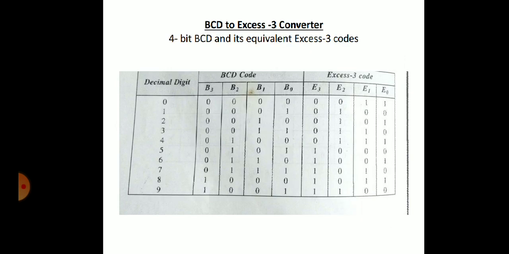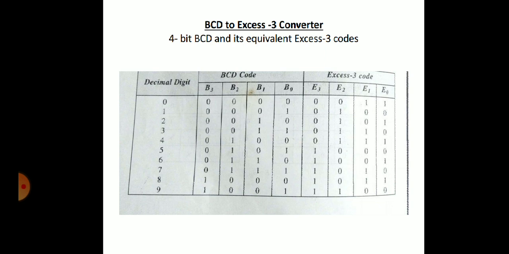Now the third one. This is the BCD to XS3 converter. First decimal digits, then BCD codes, then the XS3. How can we design or convert to XS3? The rule is to add 3 to the decimal digit and then represent this number in binary form. Like 0. First add 0 plus 3, that is 3, and the binary form of 3 is 0011.